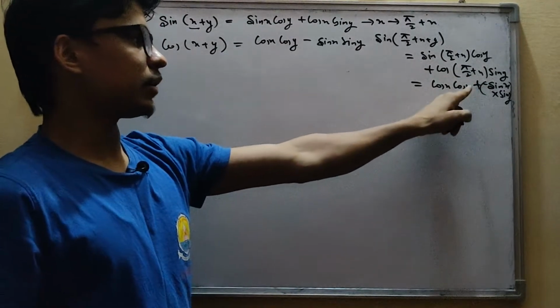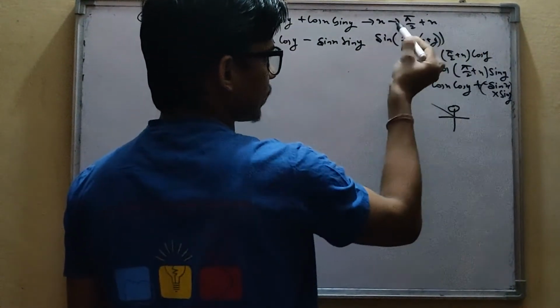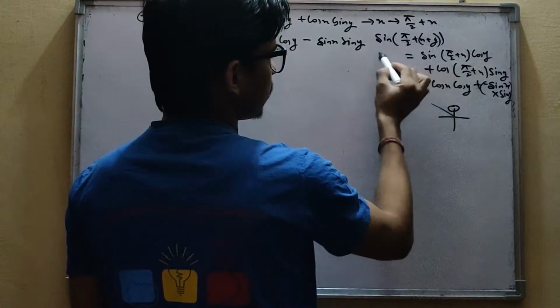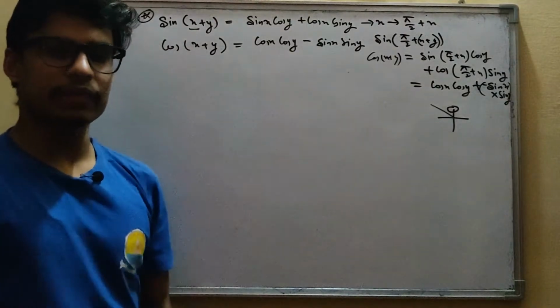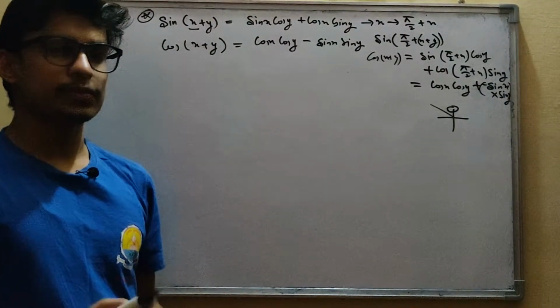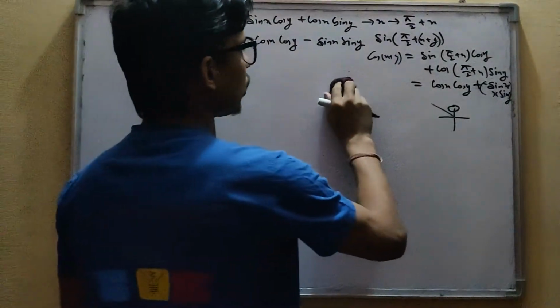This minus will make it positive, and here again the same thing, sin(pi by 2 plus x plus y) is cos(x plus y). So this is how you can derive the formulas. I will show you how to derive each and every formula so that your concepts will be clear. For now I am just doing it this way.